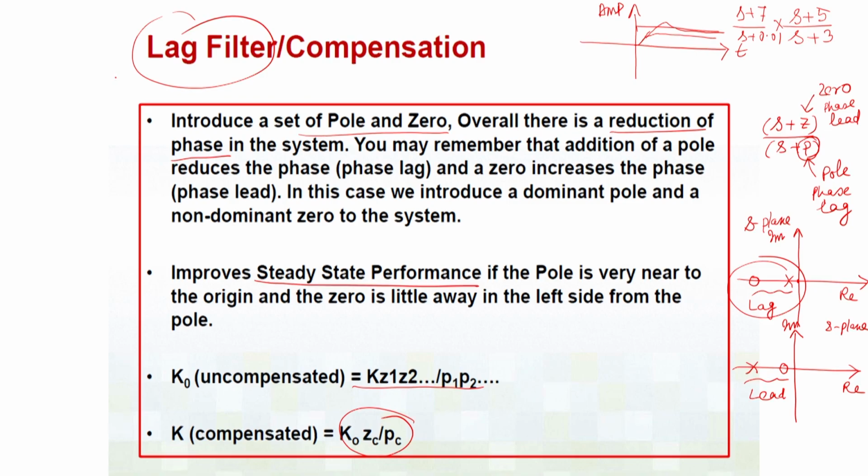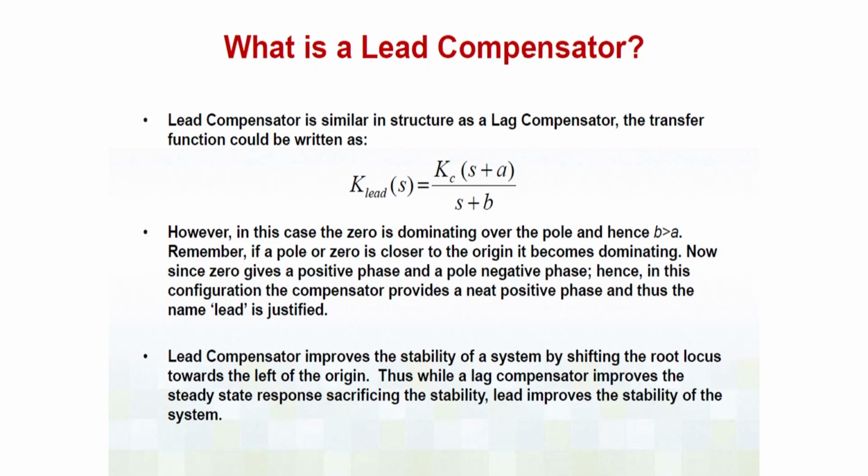Now, let us look at the lead filter, that is what we will be talking about. The lead compensator is similar in structure to the lag compensator, only here the zero will be dominating, which means that the zero will be much smaller than the pole. That is something we have to keep in mind. That is what I said, that B is to be greater than A, in terms of their absolute value, because both of them appear on the left hand side. Remember, if a pole or zero is closer to the origin, it becomes dominating, and I already told you about it. Now, what is the application of the lead compensator?